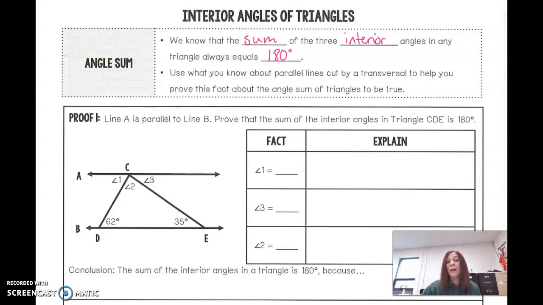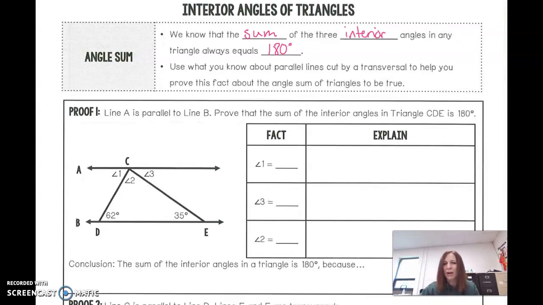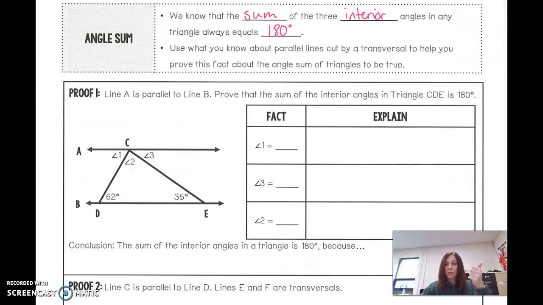It says use what you know about parallel lines cut by a transversal to help you prove this fact about the angle sum of a triangle to be true. Just stick with me. I want you to start getting more comfortable with the angles we've been working with: vertical, same side interior, alternate exterior angles, alternate interior angles, corresponding, supplementary, all of those, probably missed some.